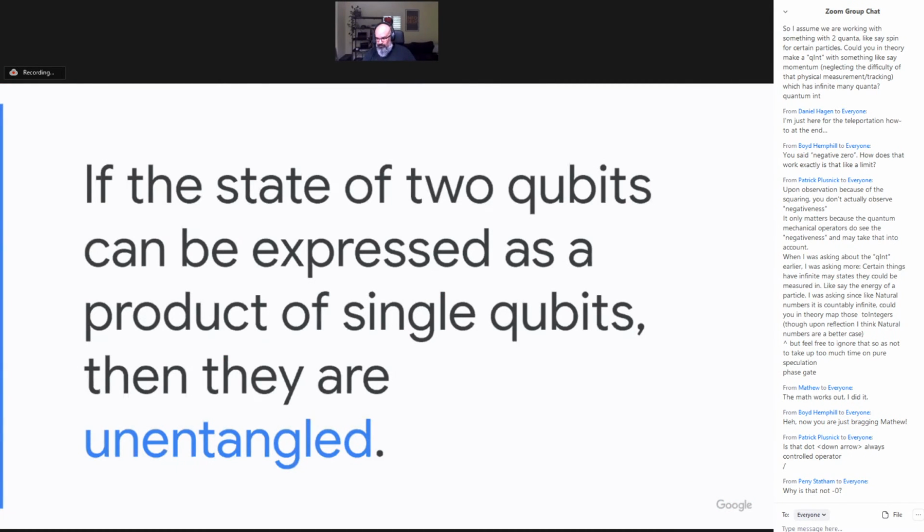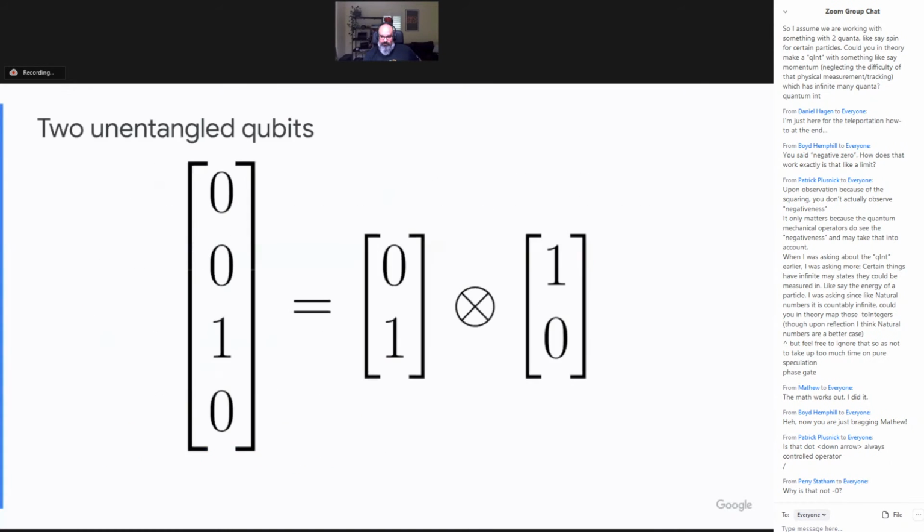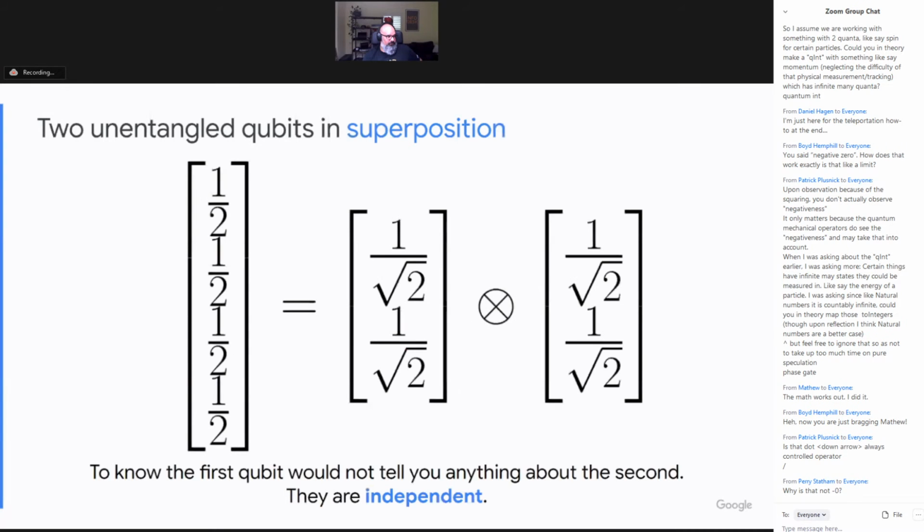If the state of two qubits can be expressed as this tensor product of single qubits, then they are unentangled. Here's what I mean. I've got my 1 qubit right here. I've got my 0 qubit right there. I tensor them together to this state. Here's a state of 2 qubits. I may express that as the tensor product. Therefore, they are unentangled. Simple as that.